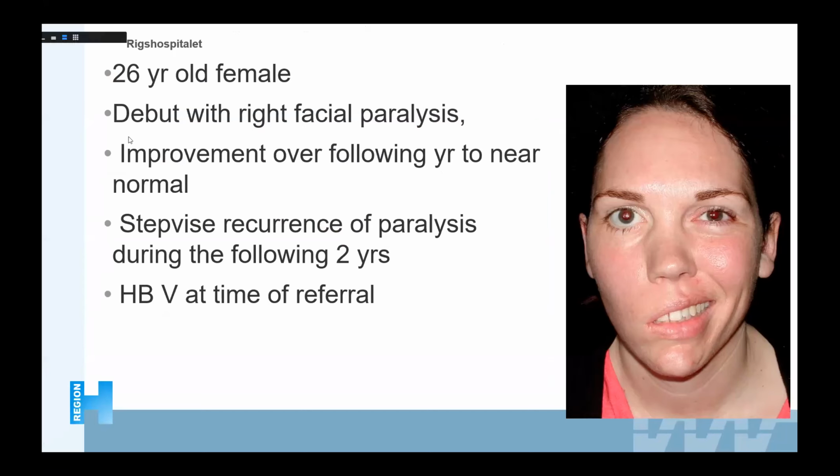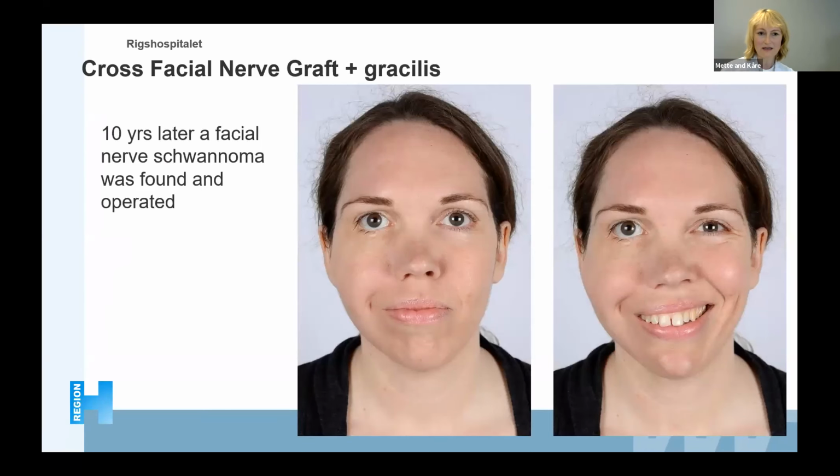Here we are. So we had a young, a 26-year-old female who had a debut with right facial paralysis, spontaneous, after the following year. It improved until near normal. And then during the next following 2 years, she had a stepwise recurrence of the paralysis, ending with this House-Brackmann 5 to 6 at the time of referral. I will go straight on to say that we also did a cross-facial nerve graft in a 2-step operation, and subsequently a gracilis muscle.